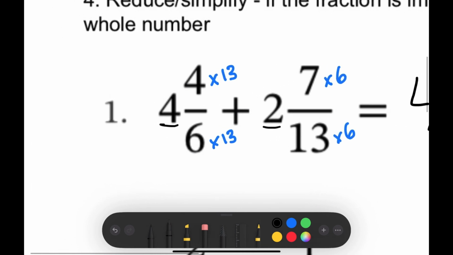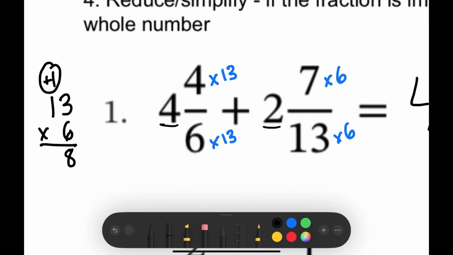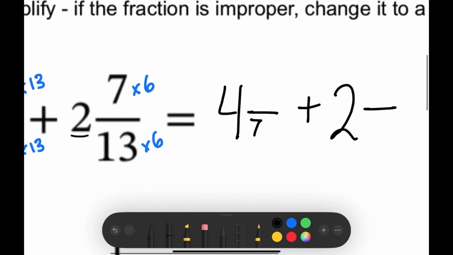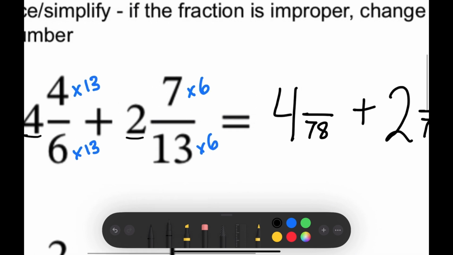Over on the side, I'm actually going to solve for 6 times 13. That's going to be my denominator. So 13 times 6. 6 times 3 is 18. Carry the 1. 6 times 1 is 6, plus 1 is 7. So 78 is my denominator for both.